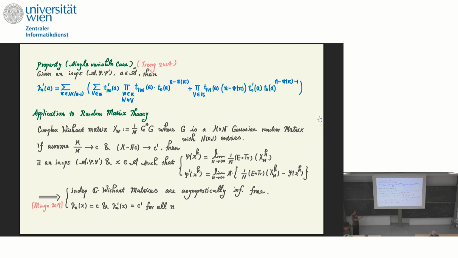And if we further assume that n over m converges to something, c, that's usually the standard assumption, but if we assume further that m minus nc converges to another quantity called c prime, then it was proved by Jamie Mingo that if you have two such independent complex Wishart matrices, they will be asymptotically infinitesimal free. And furthermore, those cumulants can be computed precisely. Kappa_n is c and kappa_n prime is c prime for all n.